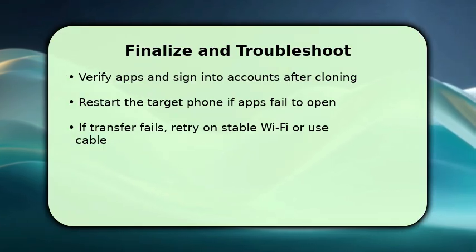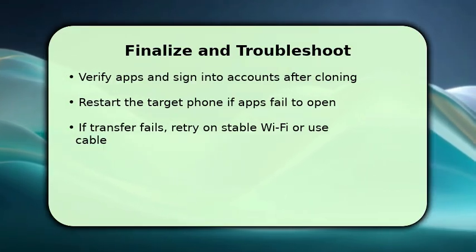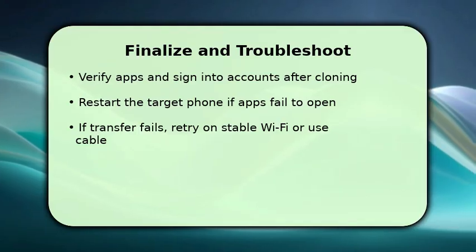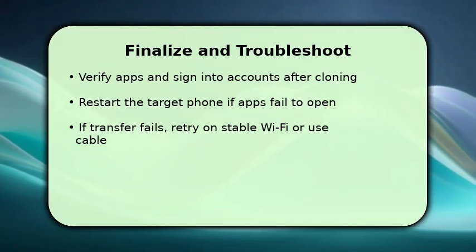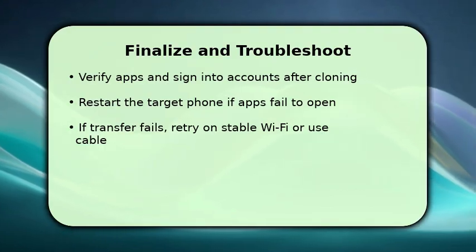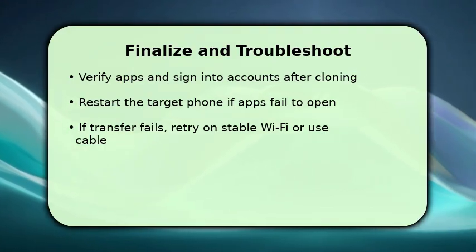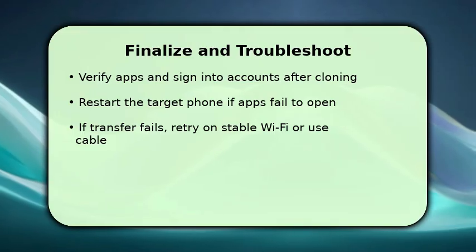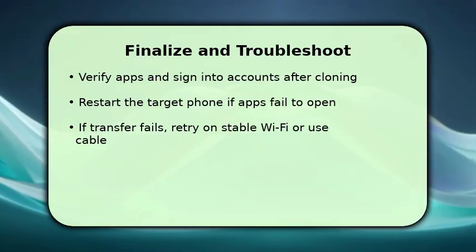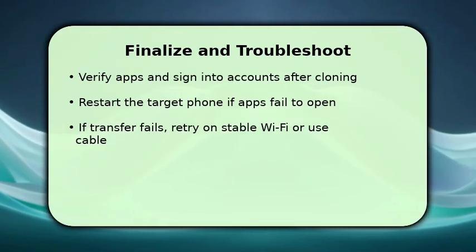If the transfer failed midway, retry over a stable Wi-Fi or switch to a wired connection with a compatible cable. This reduces packet loss and speeds up large transfers. One key troubleshooting tip: clear cache on the Source Cloner app and repeat the transfer if errors persist.